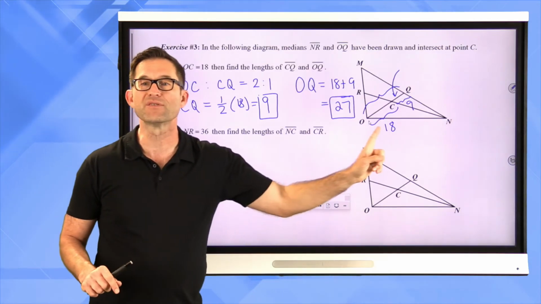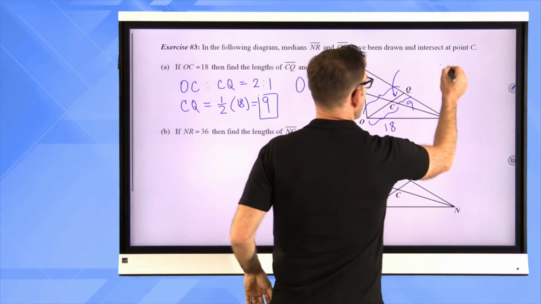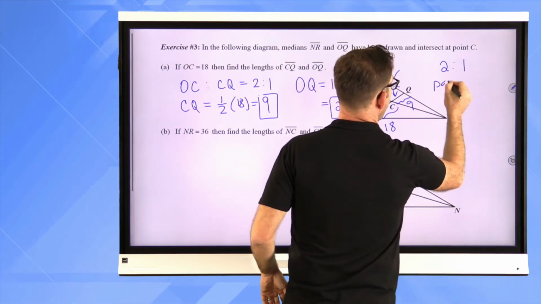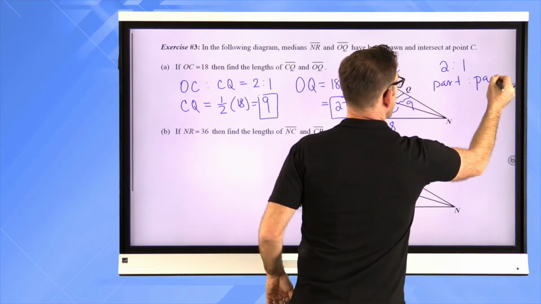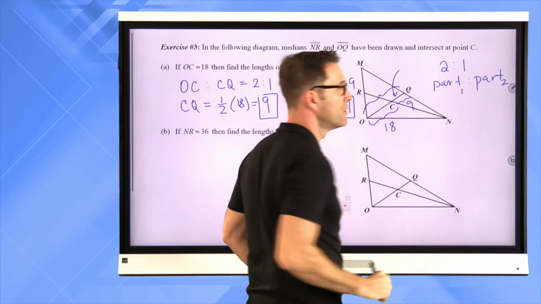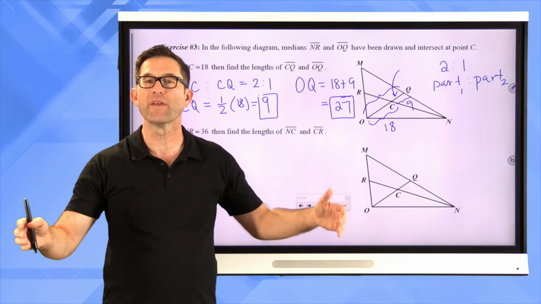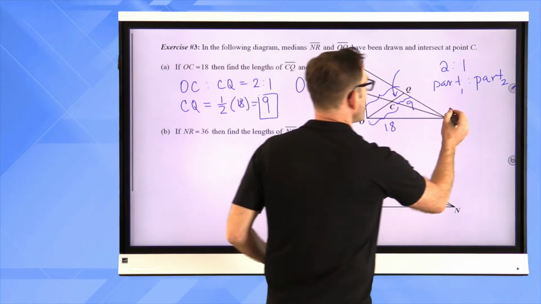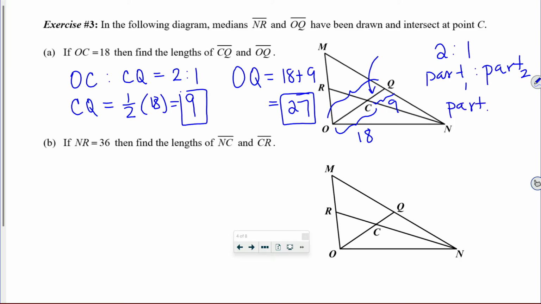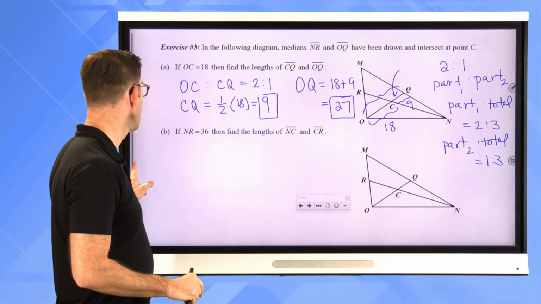So initially we have this 2 to 1 ratio, right? But that's a part to a part, if you will, part 1 to part 2, right? 2 to 1, part 1 to part 2. But that means the total is 3, right? So it really then boils down to part 1 to total equals 2 to 3, or 2/3, and part 2 to total equals 1 to 3, or 1/3. And that's extremely helpful then in part B.